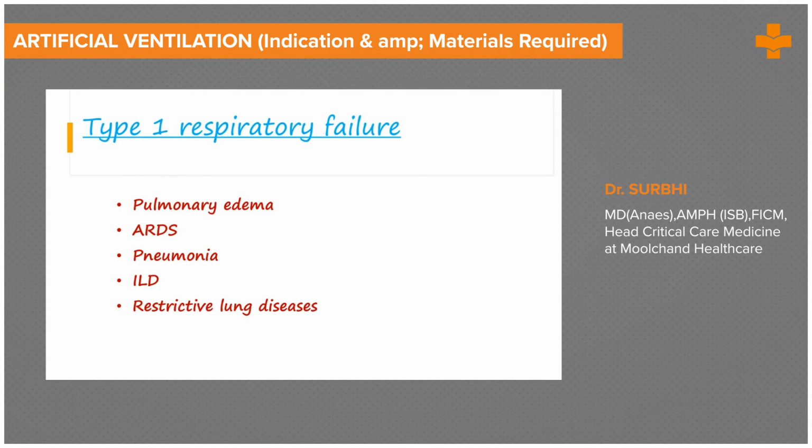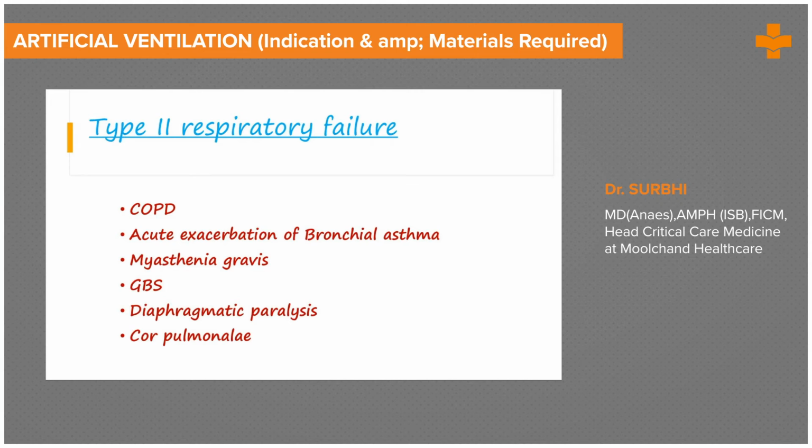So the causes of type 1 respiratory failure, where we said the oxygenation was low but the carbon dioxide was normal, would be pulmonary edema, pneumonia, restrictive lung diseases, ILD. So these are all diseases to do with the lung parenchyma. Type 2 respiratory failure, you have COPD, acute exacerbation of bronchial asthma, myasthenia gravis, where the muscles are weak and the patient is not able to take deep breaths. So that is why the carbon dioxide is not being thrown out of the body. Diaphragmatic paralysis, etc.